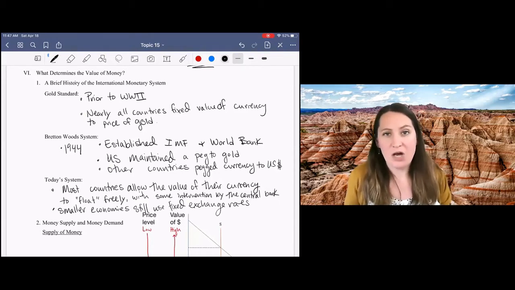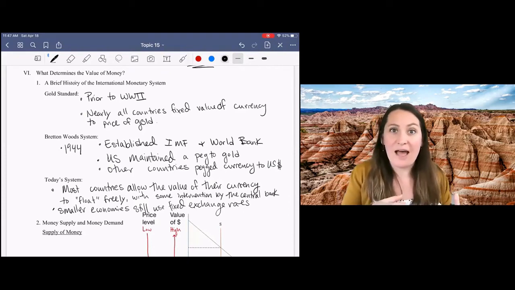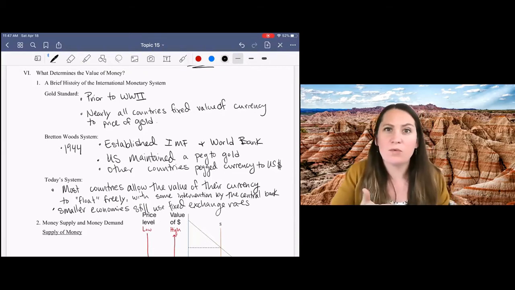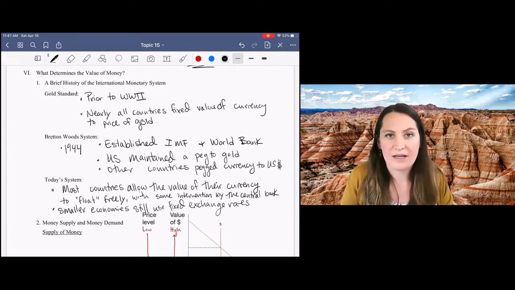So later on, when we talk about the tools of the Fed, we'll look at how those tools have changed since the last recession. All right, so before World War II, basically every major economy had a gold standard.